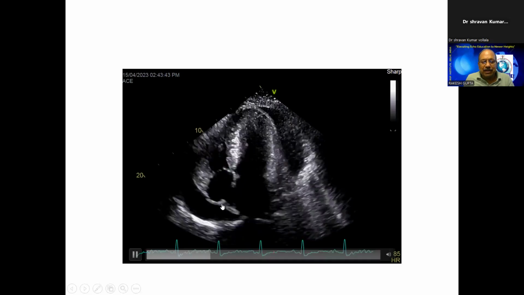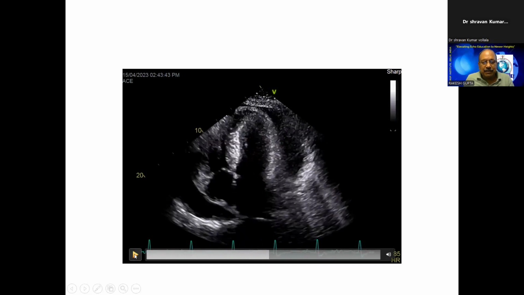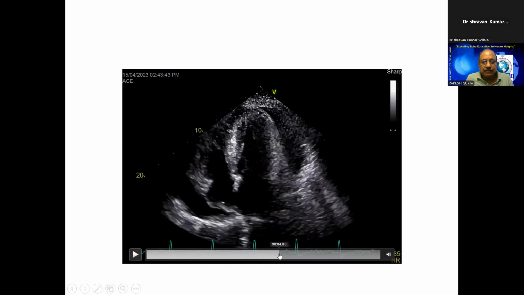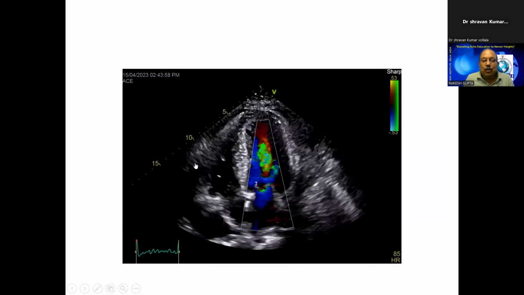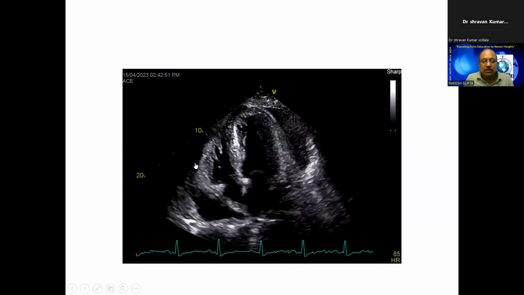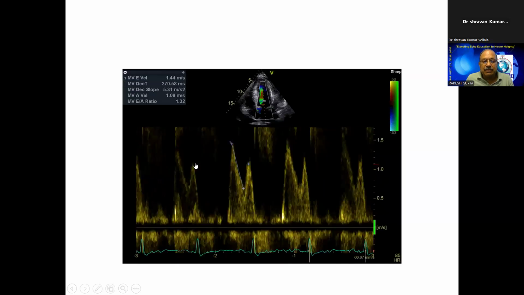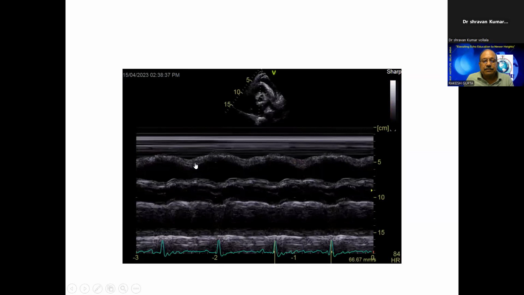Now look very carefully. Let me stop it for you. And we'll try to find where this collapse is happening. Now, where's the cursor? Cursor is in systole. So we can put an M mode to look at this collapse of RA during systole. Similarly, what you can do is, if you go to the subcostal window, this is what I was trying to do.